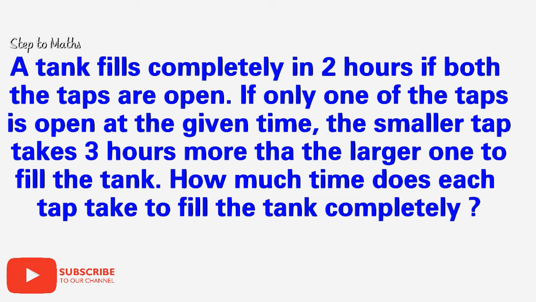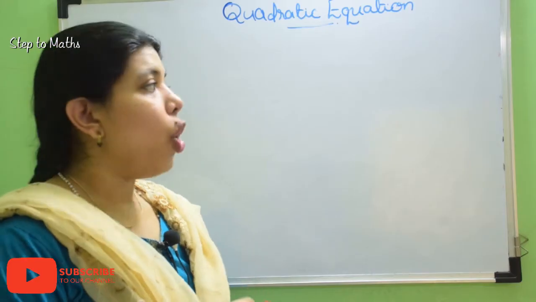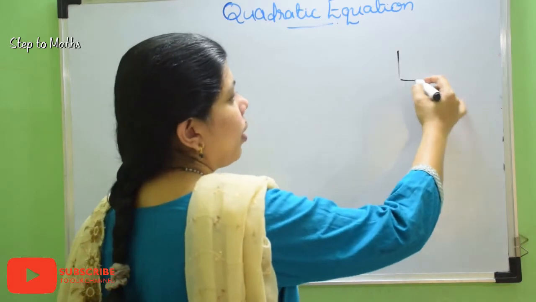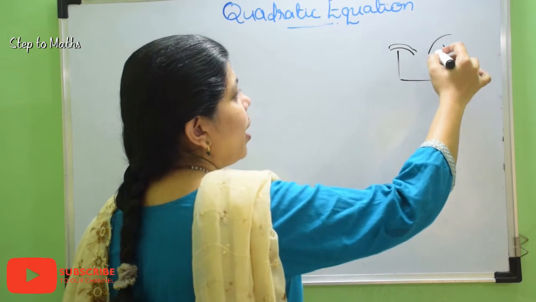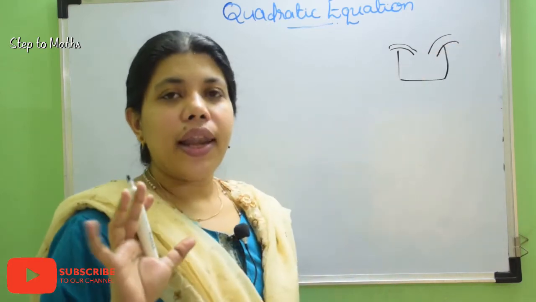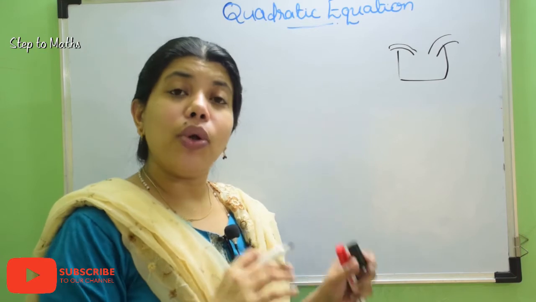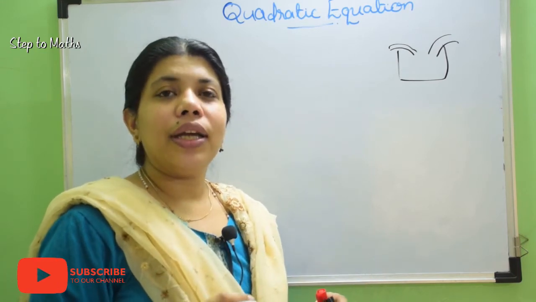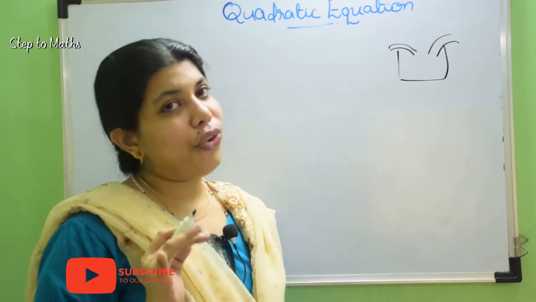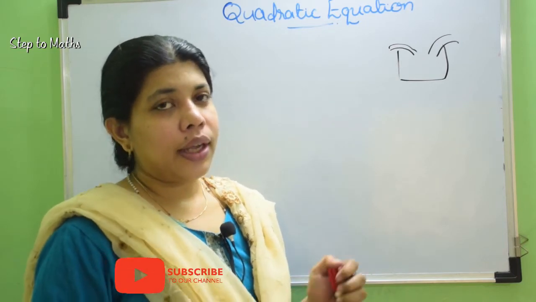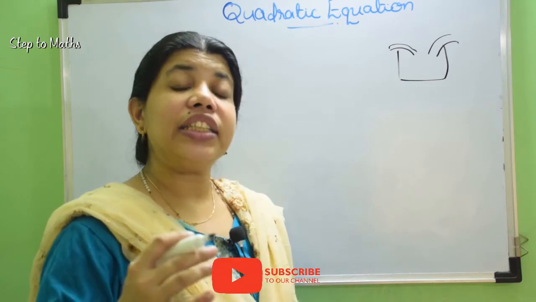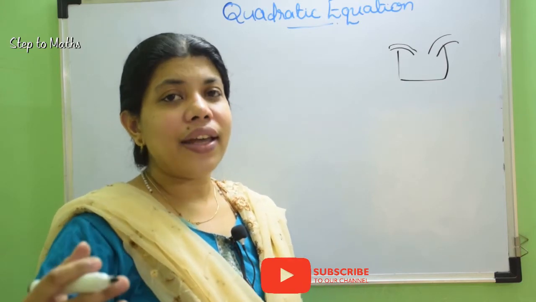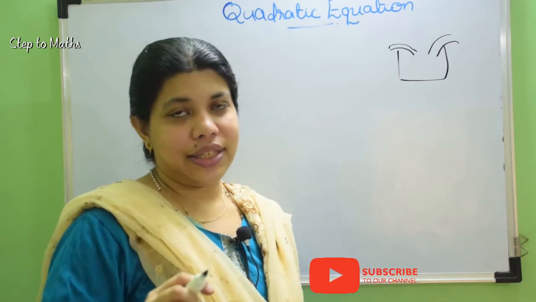This is the given question. There is one tank and 2 taps. One is a smaller one and one is a larger one. If both the taps are open, it takes 2 hours to fill the tank. And if only the smaller tap is open, it takes 3 hours more than the larger one takes.